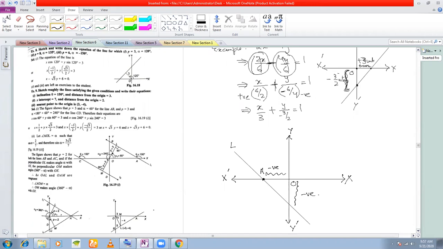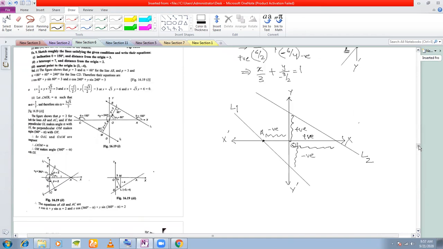Okay, similarly, you can have both positive also. Both positive, how will it look like? I'm doing it in the same way. Both positive will look something like this, straight line. So if you see here, the distance between the origin and the point where it cuts the x-axis is positive, and also this length is positive. So the line L2 in which the x and the y intercept are positive will look like this. So that is what the intercept form means.